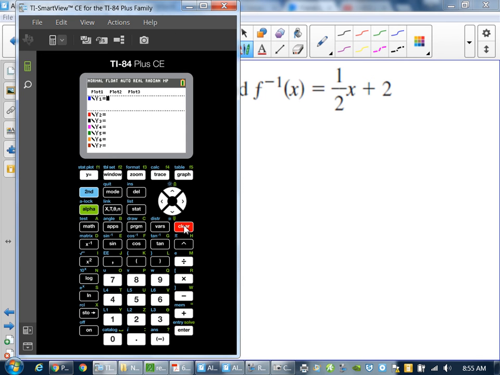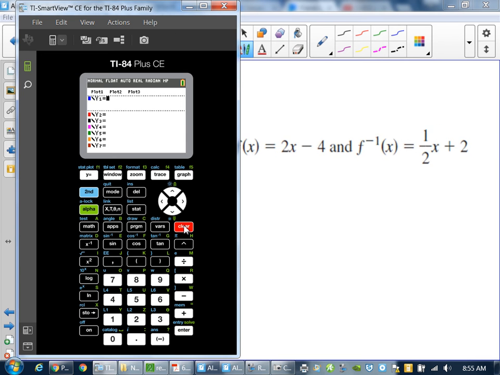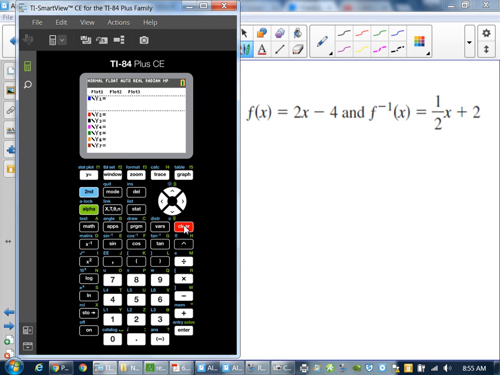So I go to my y equals. Let's put in these two equations. 2x minus 4. And then 1/2 x plus 2.